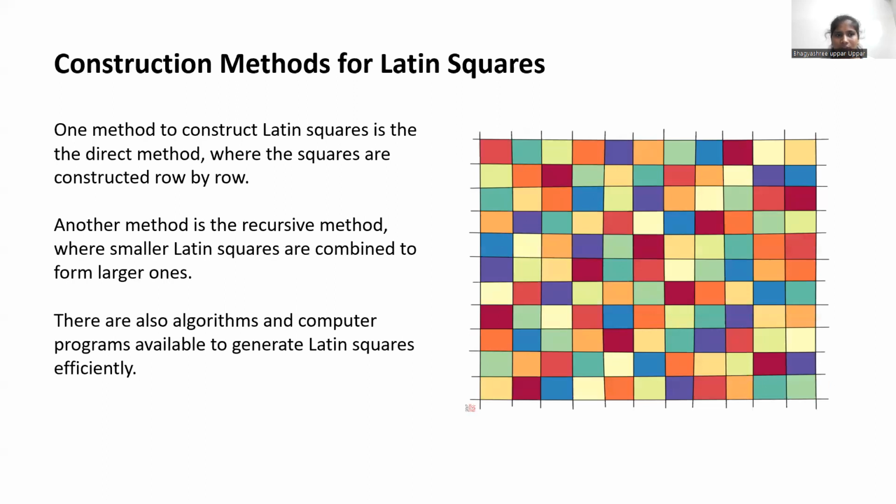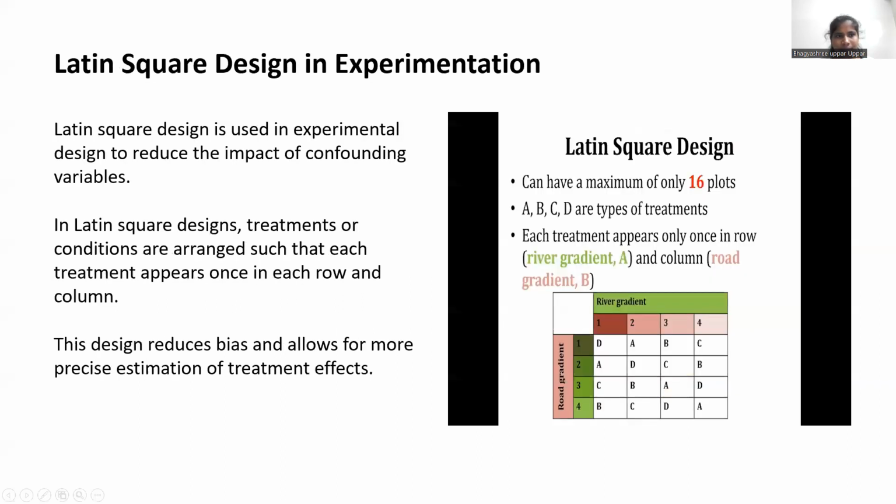Construction methods for Latin squares. One method to construct a Latin square is the direct method, where the squares are constructed row by row. Another method is the recursive method, where smaller Latin squares are combined to form larger ones. There are also algorithms and computer programs available to generate Latin squares efficiently.